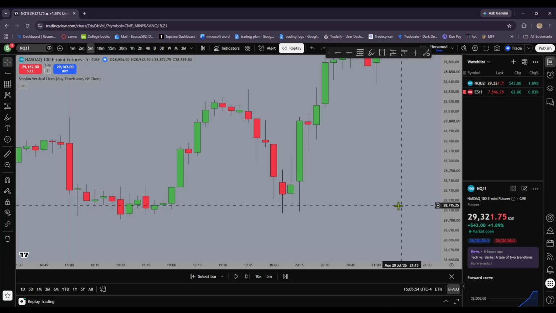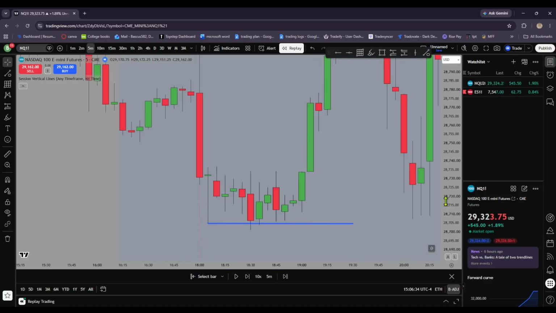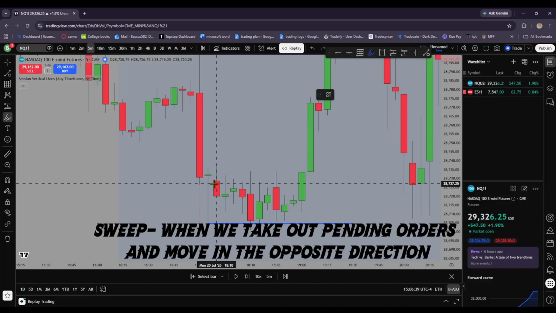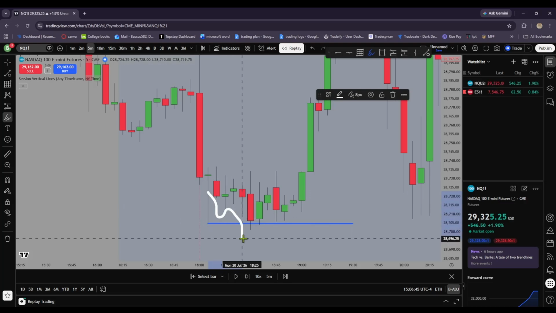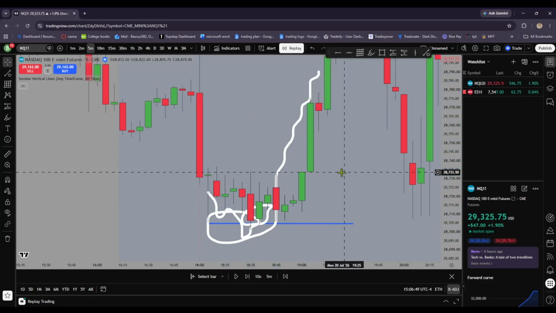What is a liquidity sweep? And we kind of just went over it, okay? So I'll draw this out for you guys as I explain this. A liquidity sweep is basically when we take out pending orders and then we want to move back up in the opposite direction. So this is a lot of liquidity right here, right? There were a lot of people trying to go short. So we're able to take out all the people that are trying to go short by going higher, taking out all those orders. And that is a liquidity sweep.